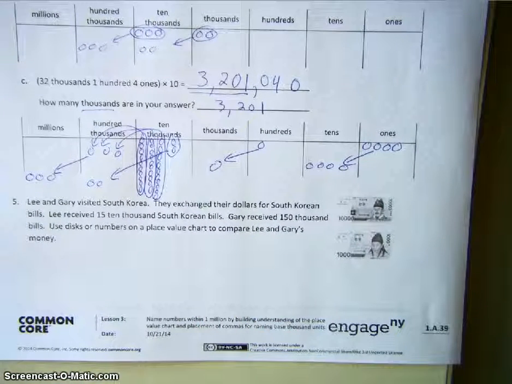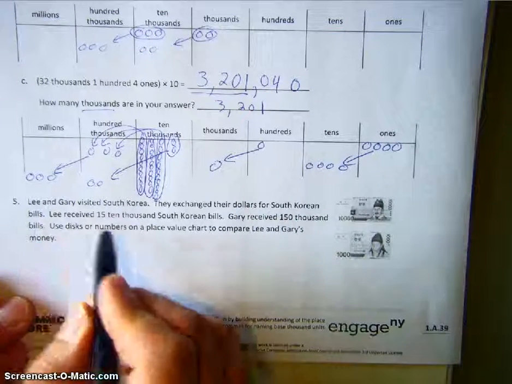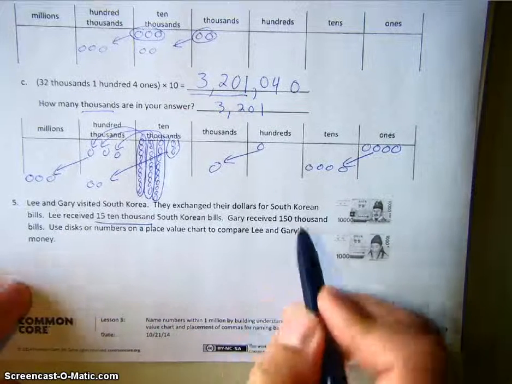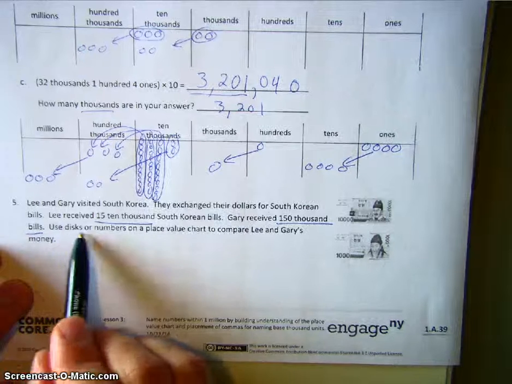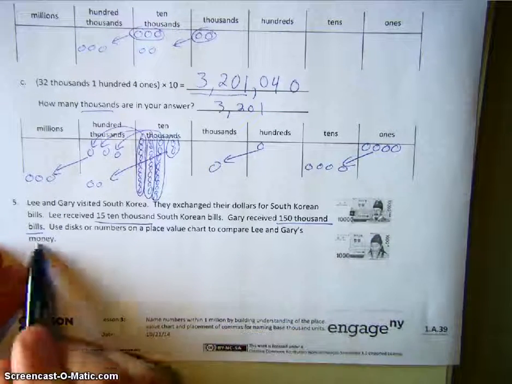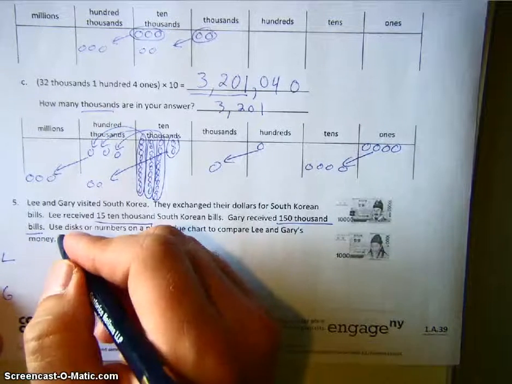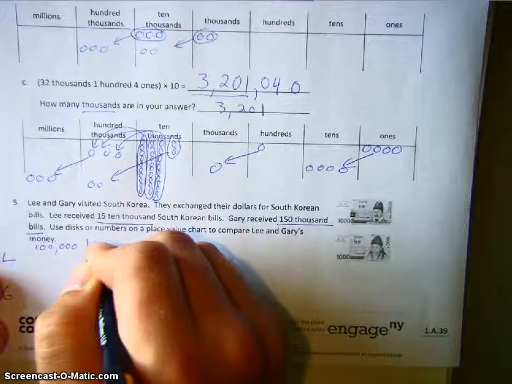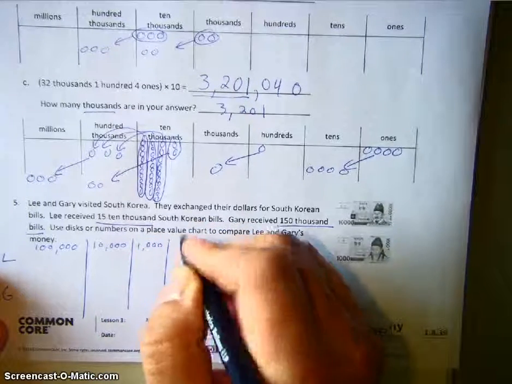Okay, so finally here, our last question. Lee and Gary visited South Korea. They exchanged their dollars for South Korean bills. Now Lee received 15 10,000 Korean bills. Gary received 150,000 bills. Use discs or numbers on a place value chart to compare Lee's and Gary's money. So we have Lee and we have Gary. We're going to go ahead and start our place value chart so that we can compare both of them.